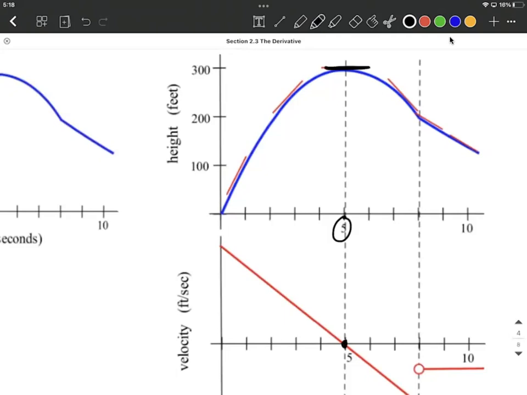All right, another important key point is that over at, I guess that's 8, our graph has a cusp, or a sharp corner. So we want to take that into account, as it's going to affect our derivative's graph.